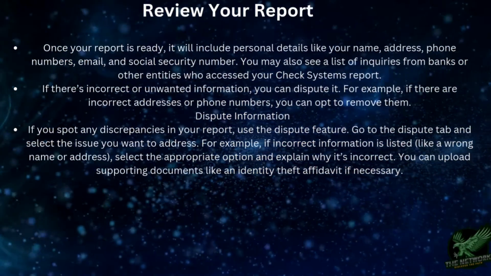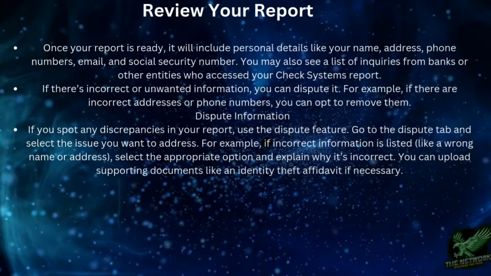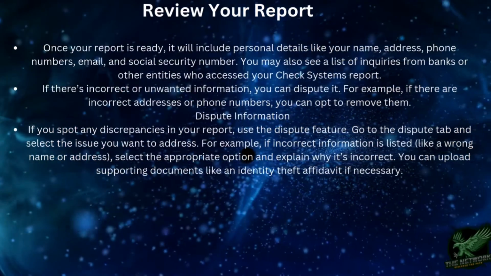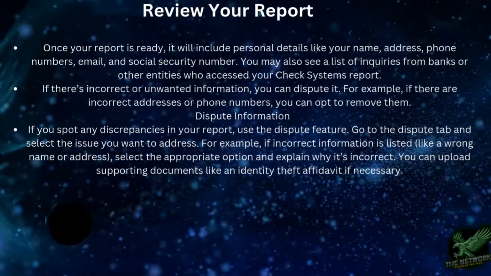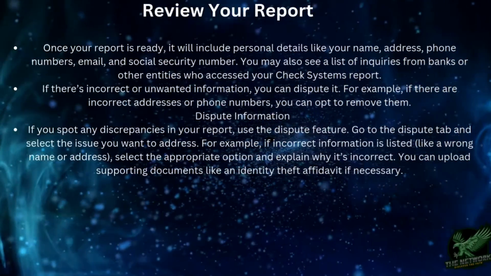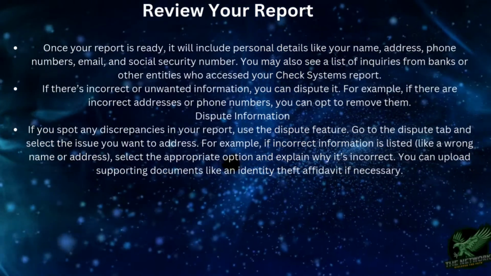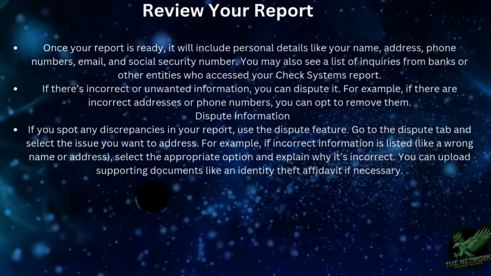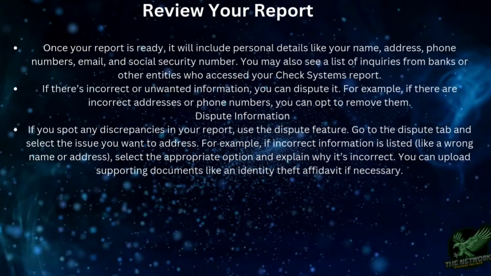Dispute information. If you spot any discrepancies in your report, use the dispute feature. This dispute feature is great, guys. If you have bank accounts that for some reason went bad, or bank accounts that are the reason why you're probably not able to get a new bank account, then those bank accounts are probably a good idea to dispute. So go to this dispute tab and select the issue you want to address. For example, if incorrect information is listed, like a wrong name or address, select the appropriate option and explain why it's incorrect. You can upload supporting documents like an identity theft affidavit if necessary.